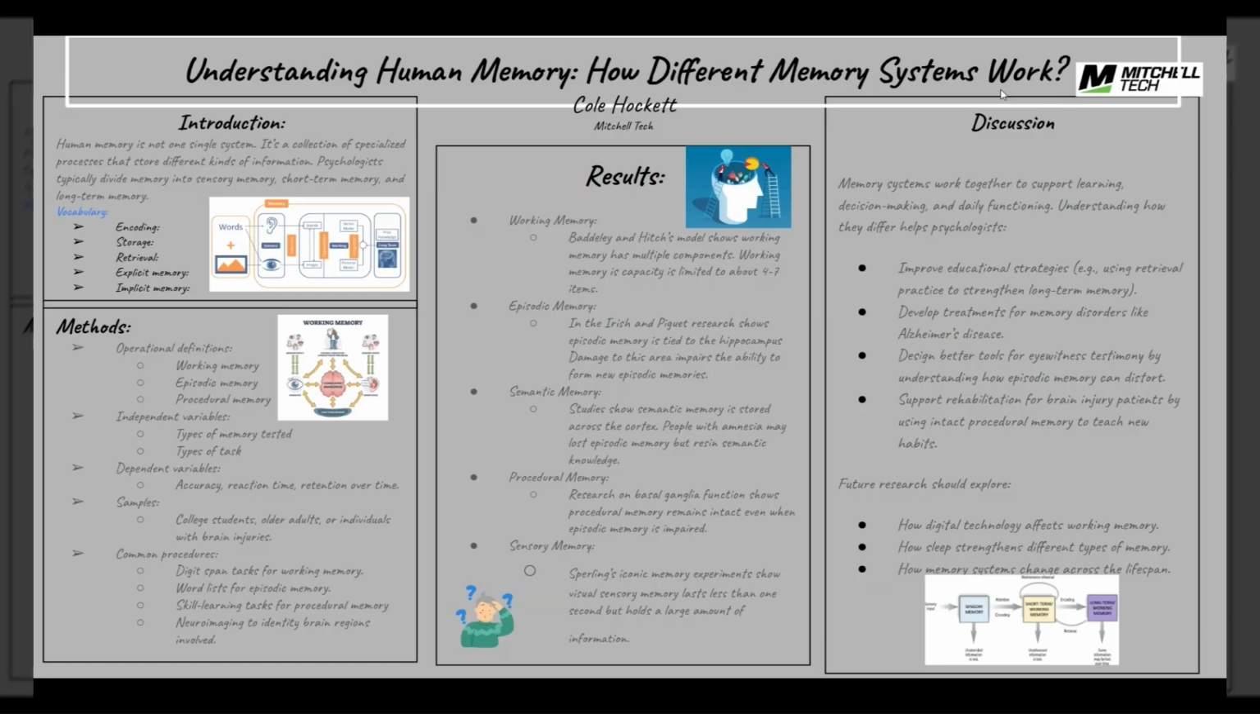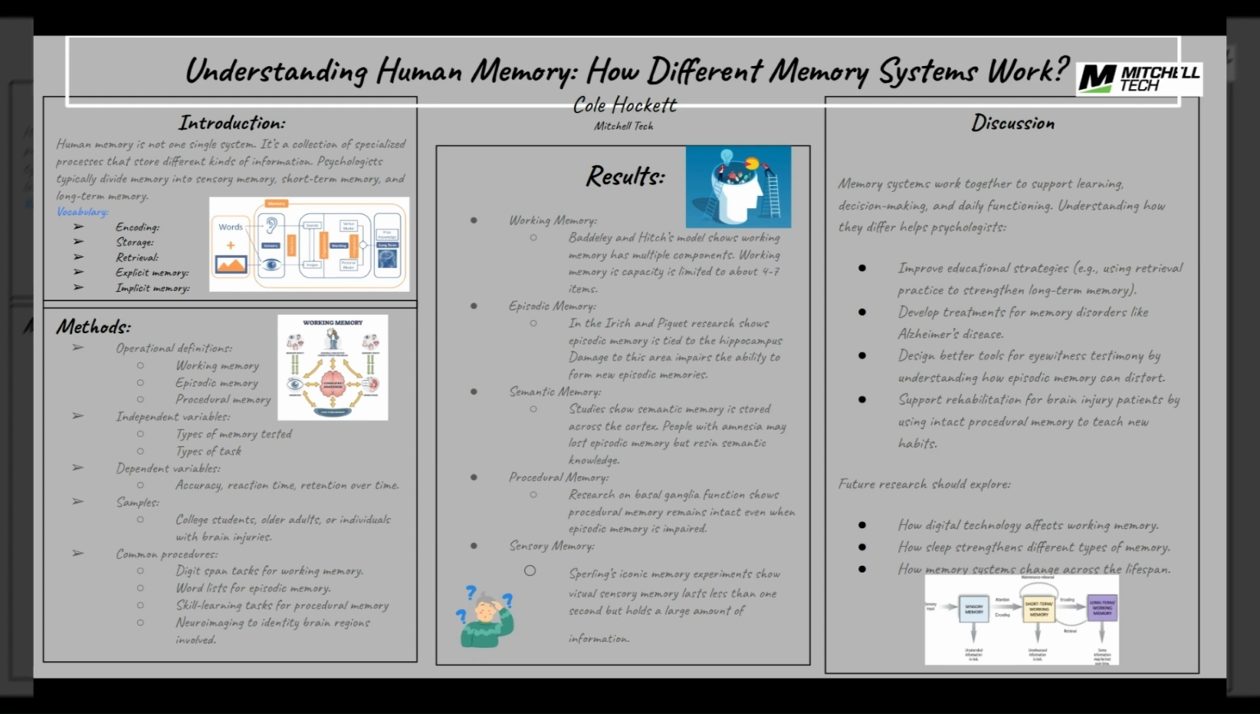All right, so let's dive right into this and start talking about the introduction. Human memory is not one single system, it's a collection of specialized processes that store different types of information. Psychologists typically divide memory into sensory memory, short term memory, and long term memory. We have a picture right here describing that. And then let's dive right into the vocab words.